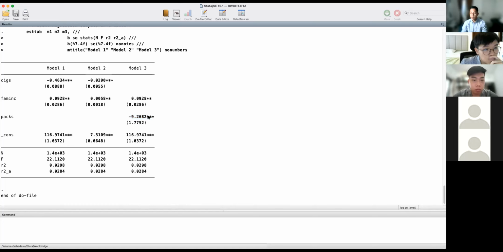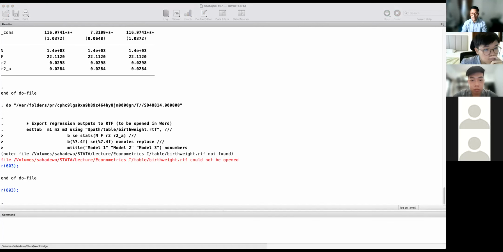Okay, and the good thing about this command is that you can actually export it and save it. So I have to change my directory, but you can do it, and then you can actually get the output table in your Word. Given this kind of automation of estimation tables, it's going to be quite straightforward for you to report regressions in the future.